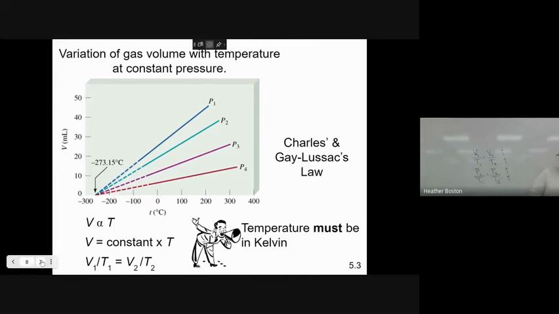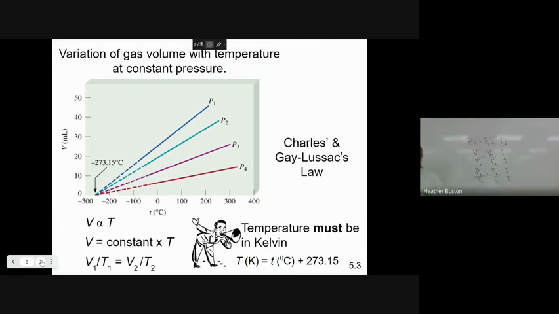So are they both? This one is Charles's law. This one's Gay-Lussac's law. So let's talk real quick. Remember, temperature must be in Kelvin. Kelvin is simply Celsius plus 273. Here, I'll write our other one up here too, so you can see them next to each other. This means as one goes up, the other goes down.